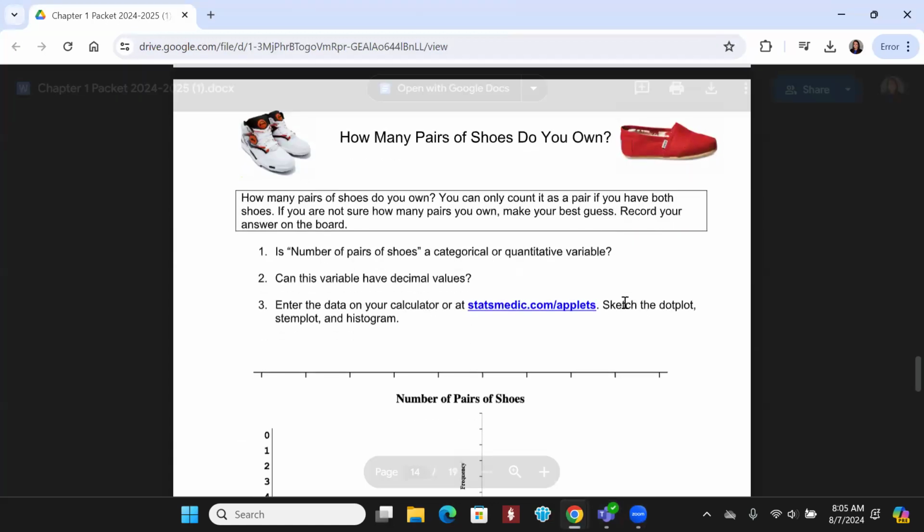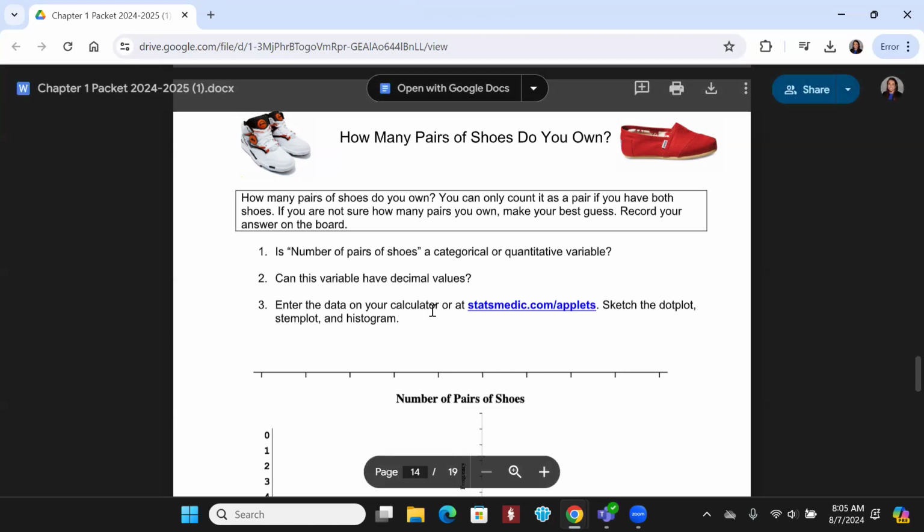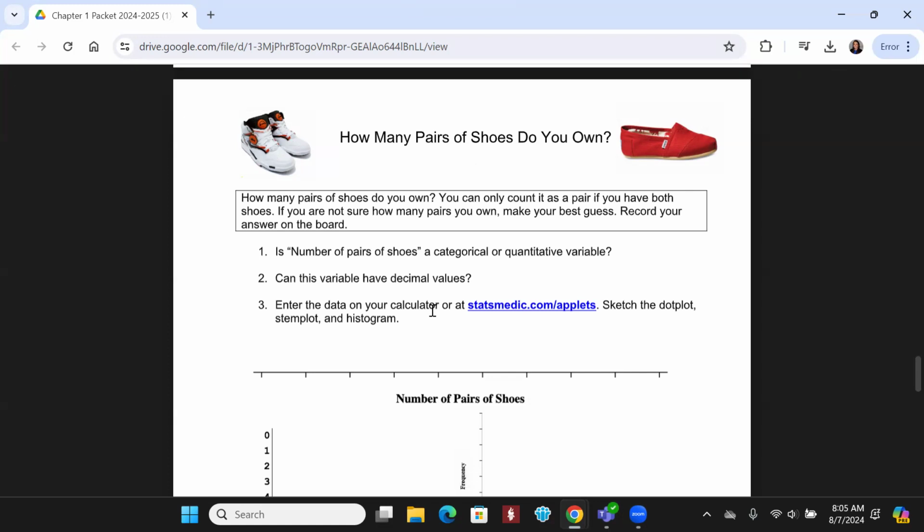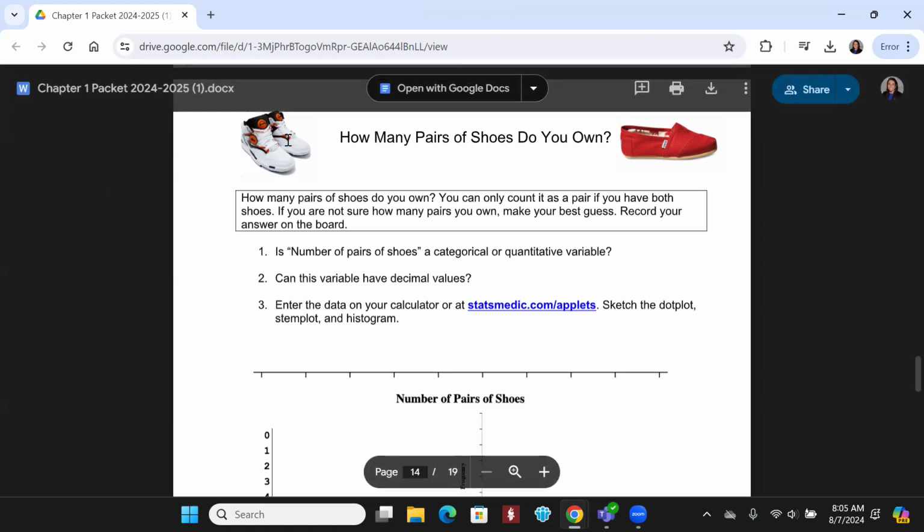All right, let's be honest. How many shoes do you have? The first thing: is the number of pairs of shoes a categorical or quantitative variable? Why? Because it's a number. I ask you a question, you give me a number back. That's quantitative.